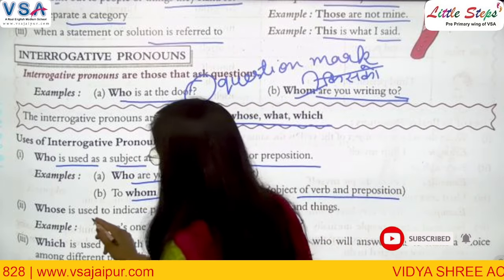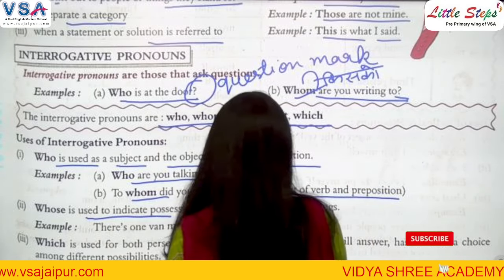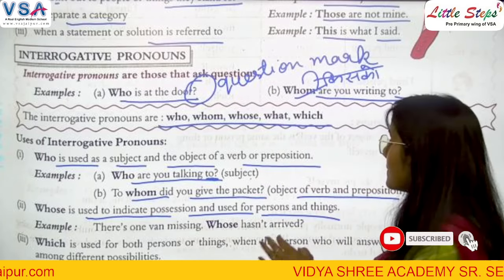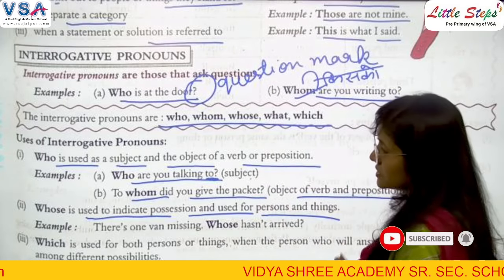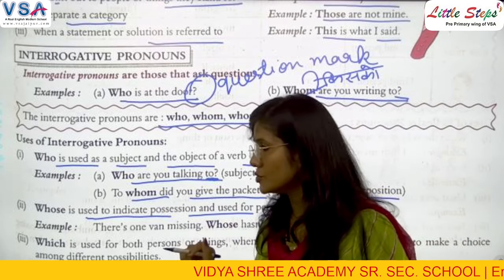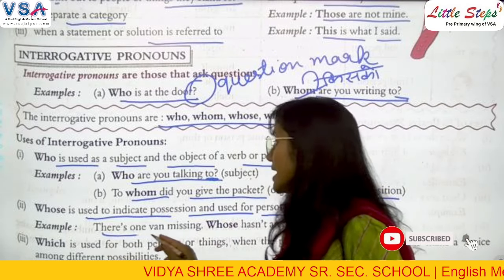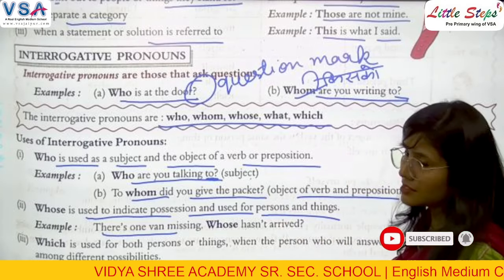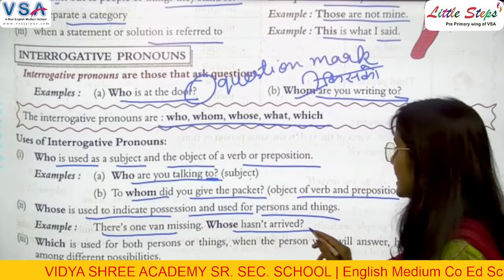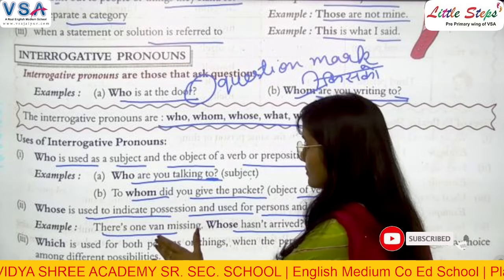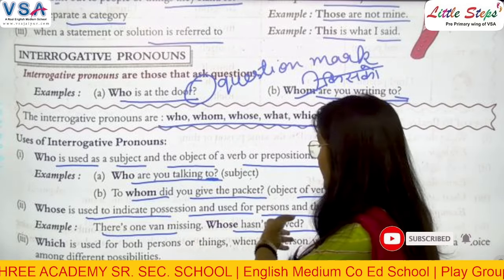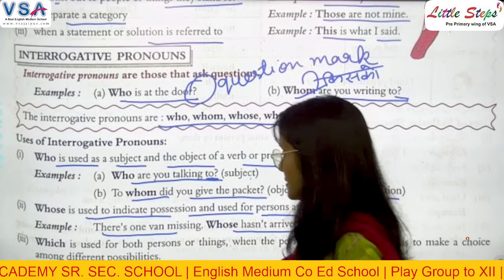Whose is used to indicate possession and used for persons or things. whose आपका पर्सन और थिंग्स के लिए यूज किया जाता है और ये पोजीशन को शो करता है. For example, there is one van missing, whose hasn't arrived. वहां पर एक वैन मिसिंग है जो अभी तक नहीं आई.